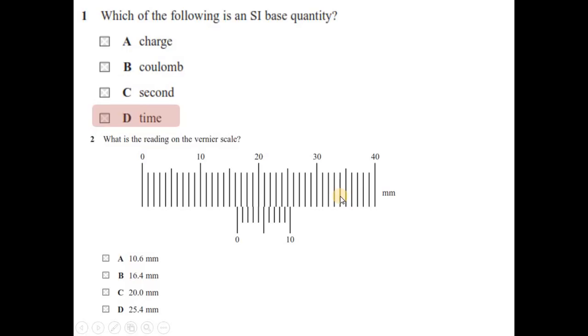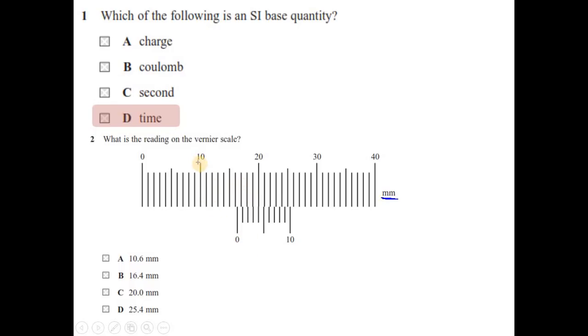Question number 2. What is the reading on the vernier scale? So this is a vernier scale. The top one is the main scale reading, read in millimeters. The lower one is the vernier scale. And the method of reading the vernier scale is, first of all, you need to see which line of the main scale is close to the zero of the vernier.